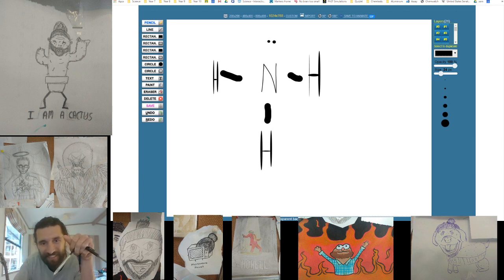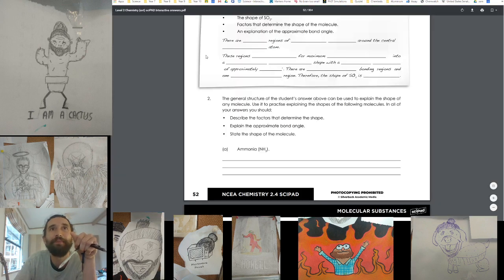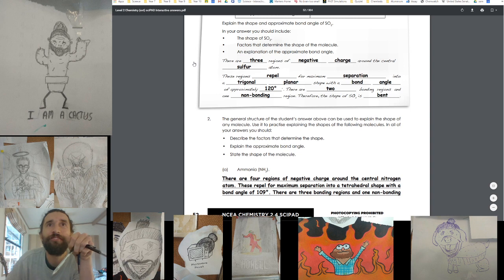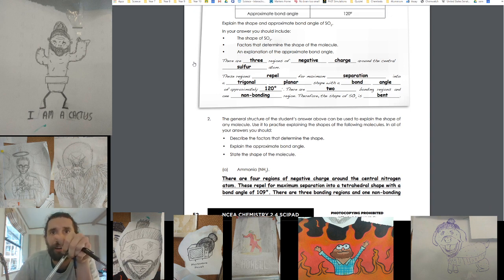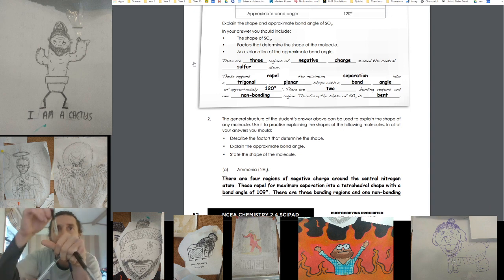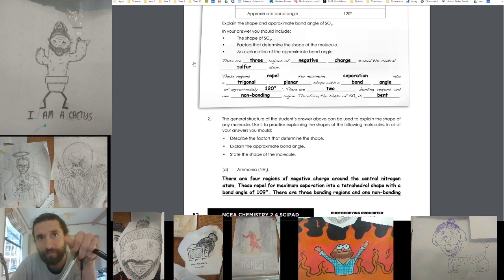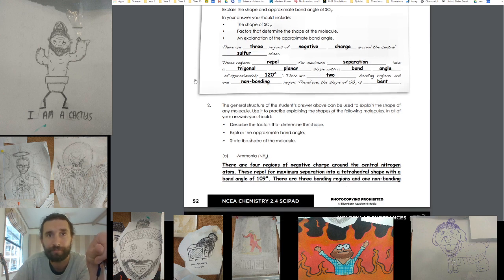And what we have left is this shape. So if I go back here, these regions repel for maximum separation into a tetrahedral shape with a bond angle of 109 degrees. Tetrahedral, what's that bond angle? 109 degrees. However, there are 3 bonding regions, the 3 which are left over, and 1 non-bonding region. Therefore, the shape of NH3 with 3 bonding and 1 non-bonding is trigonal pyramidal.